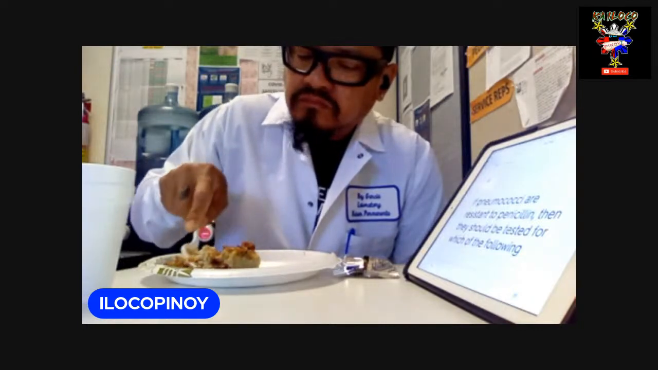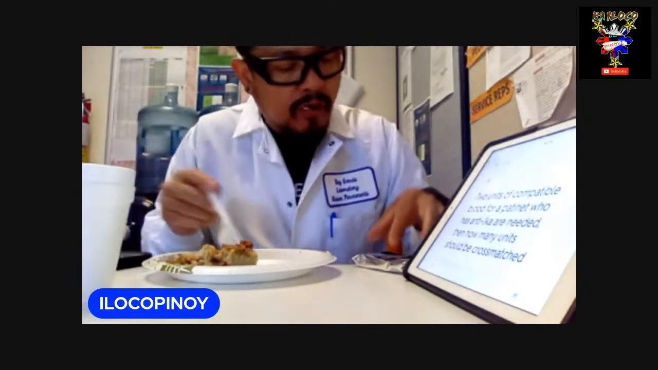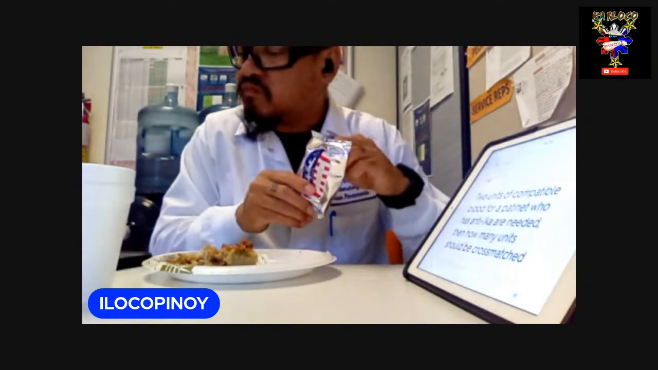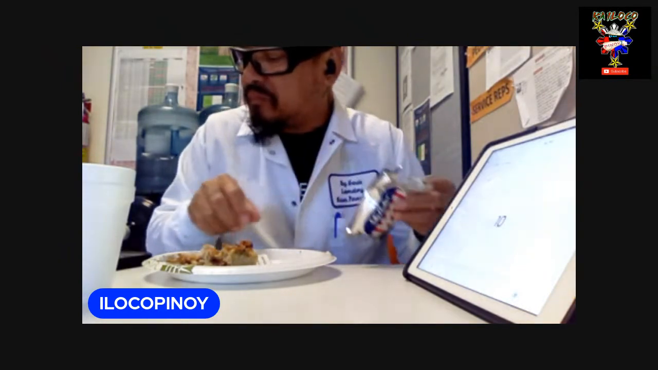If pneumococci are resistant to penicillin, then they should be tested for which of the following? Beta-lactamase production. Which one of the following applies to cryoglobulins? They are temperature-sensitive proteins. If 2 units of compatible blood for a patient who has anti-Jka are needed, then how many units should be cross-matched? 10.